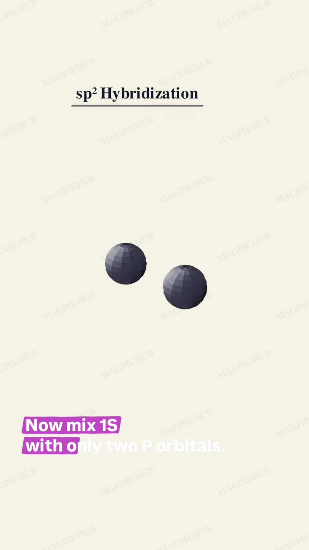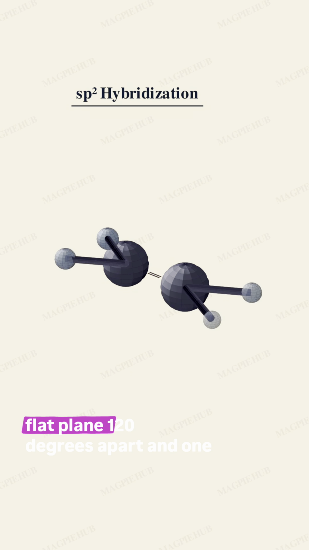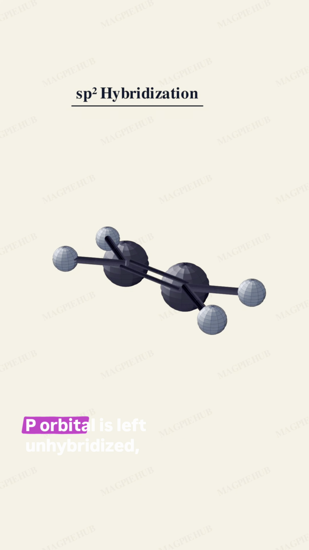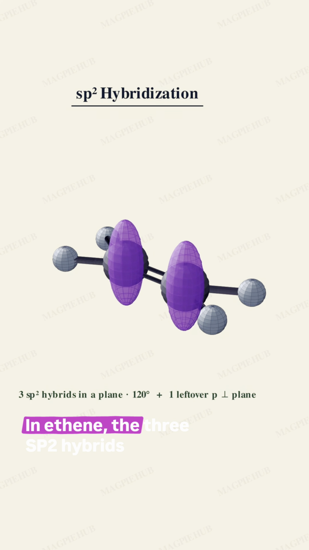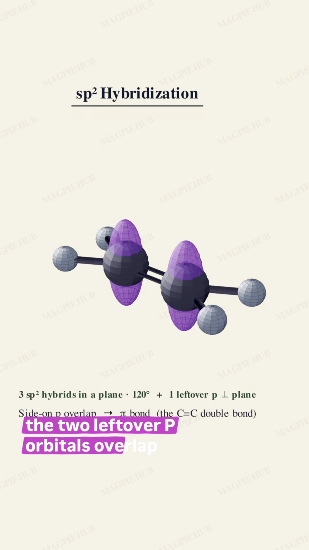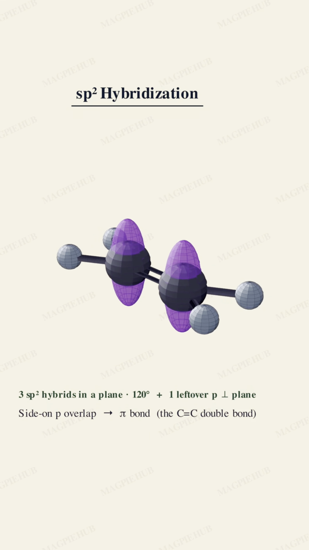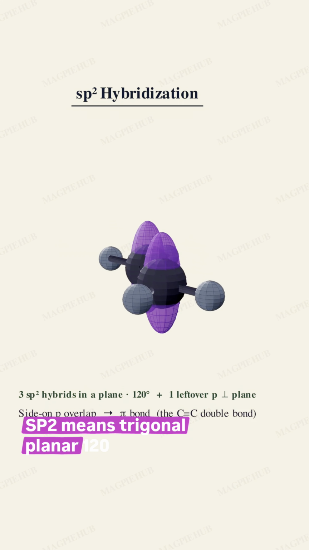Now mix one s with only 2 p orbitals. You get 3 sp2 hybrids lying in a flat plane, 120 degrees apart, and 1 p orbital is left unhybridized, standing perpendicular to that plane. In ethene, the 3 sp2 hybrids form the flat sigma framework, while the 2 leftover p orbitals overlap side by side to make a pi bond. Together they are the carbon-carbon double bond. sp2 means trigonal planar, 120 degrees.